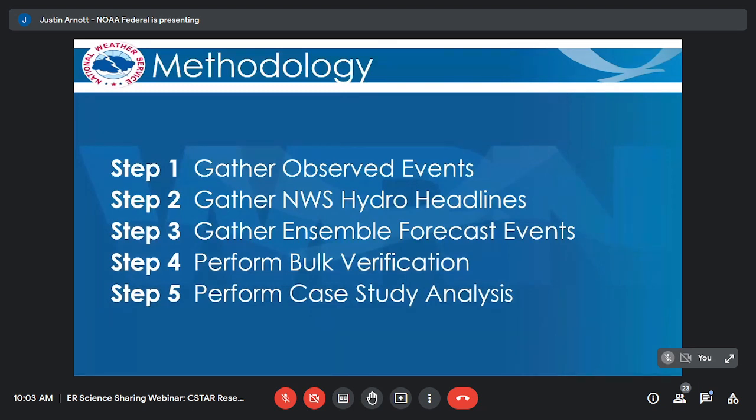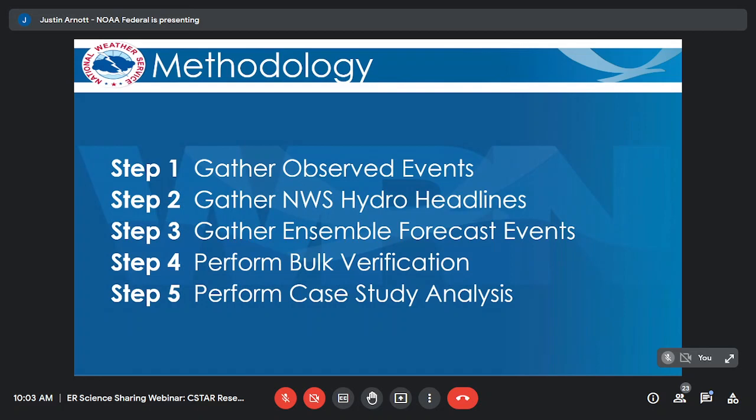So methodology, this is how we're going to go through. The presentation essentially is going to step through the methodology that we did in this project. We gathered observed heavy rainfall events over the past roughly 5 years. We'll show those in detail shortly. We gathered headlines from the Weather Service during that period. Then we went to the ensemble information itself. We gathered it. We then compared it to what was observed in terms of a bulk verification study.